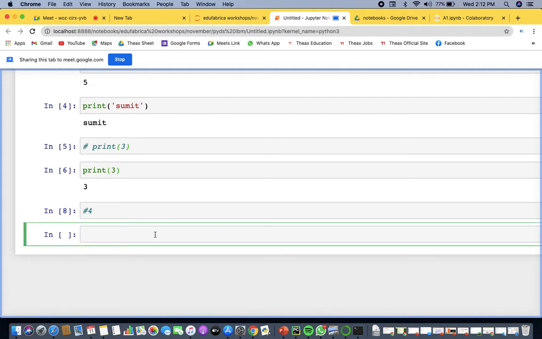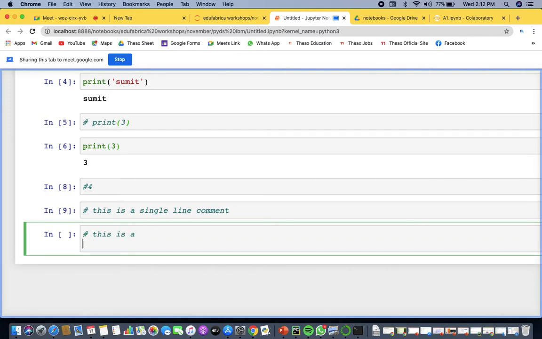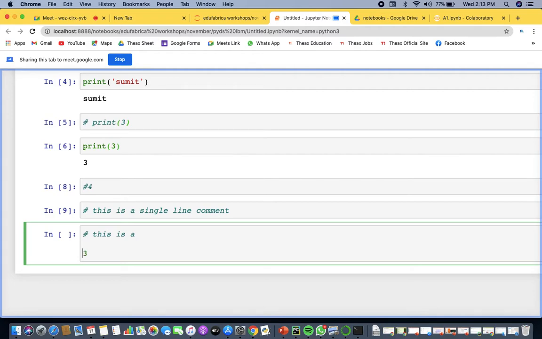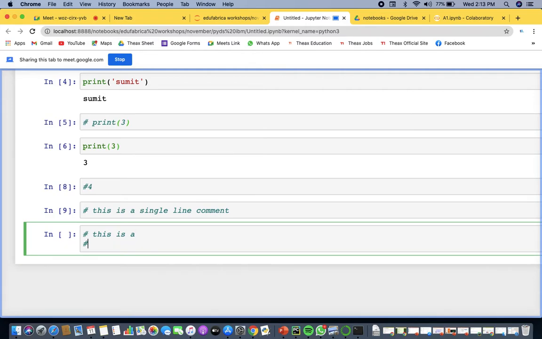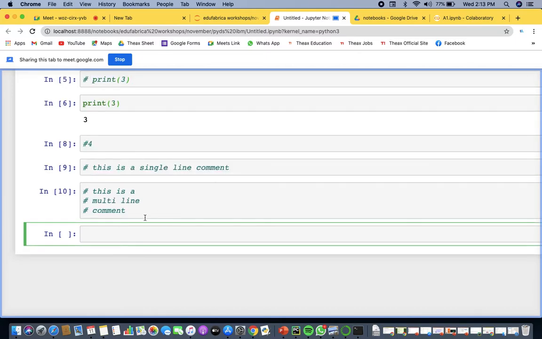Alright, so comments are of two types. One is multiple and the second one is single. Single is, you can say, a single line comment. Now when we talk about multi-line comments, it should be like this. Multi-line comment, right? This can be placed anywhere you want.